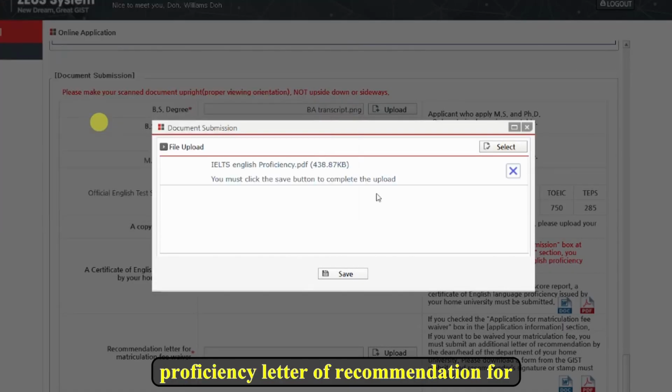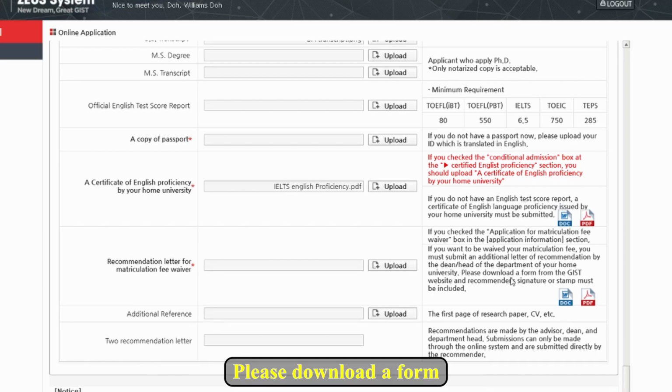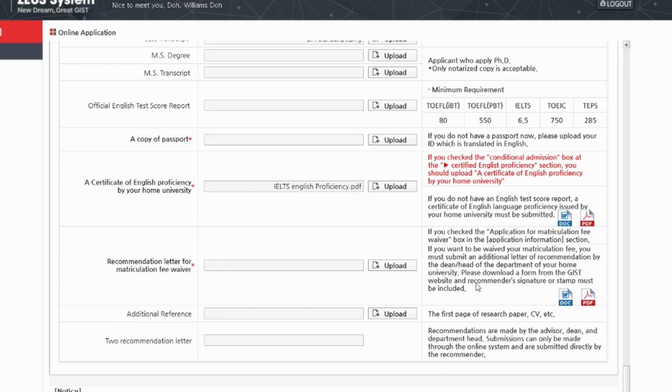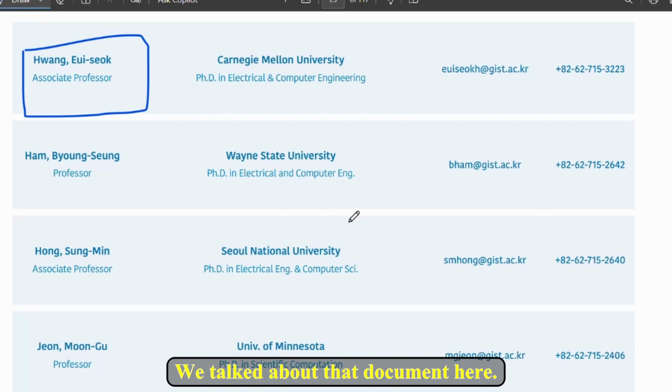It's English proficiency, letter of recommendation for fee waiver. We talked about the letter of recommendation for fee waiver that you're supposed to obtain from your head of department or from your dean. This is it here. It says if you want to be waived your matriculation fee, you must submit an additional letter of recommendation. So in total, you submit 3 letters of recommendation by the dean, head of the department of your home university. Please download a form from the GIS website, and recommender signature or stamp must be included. We talked about that document here.